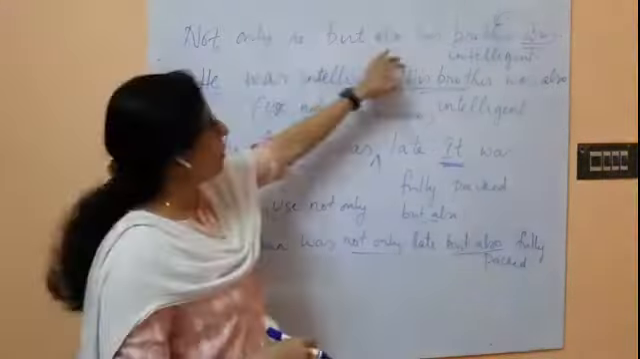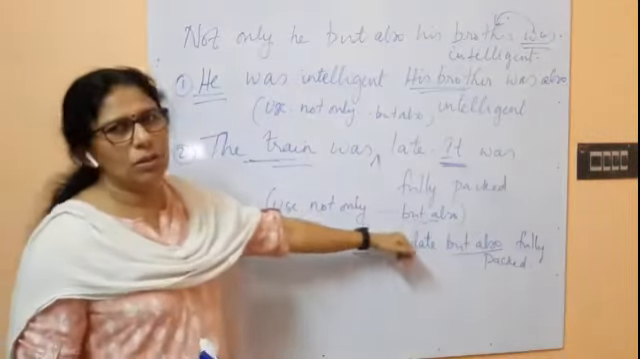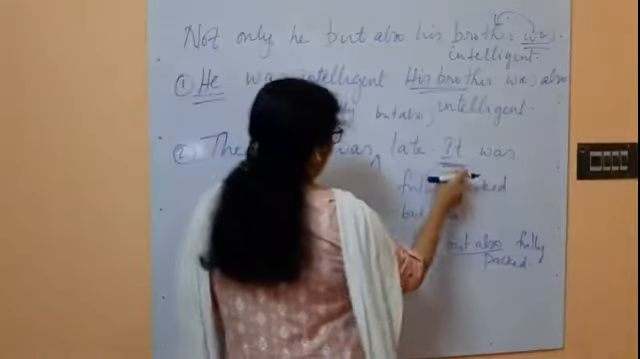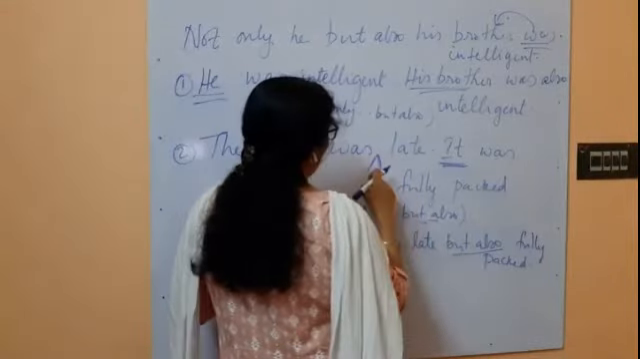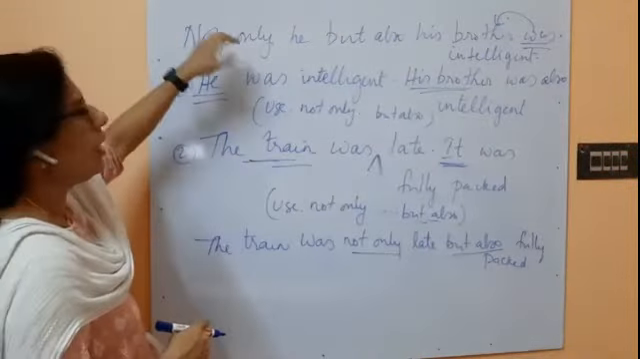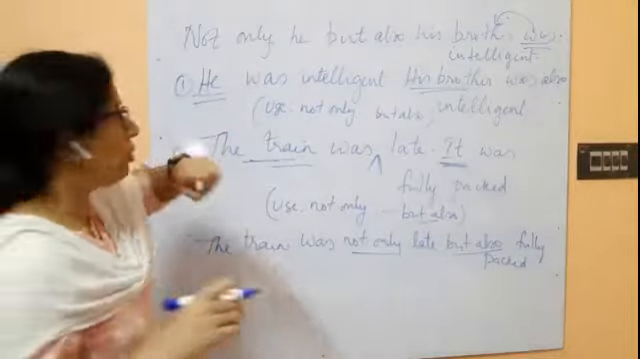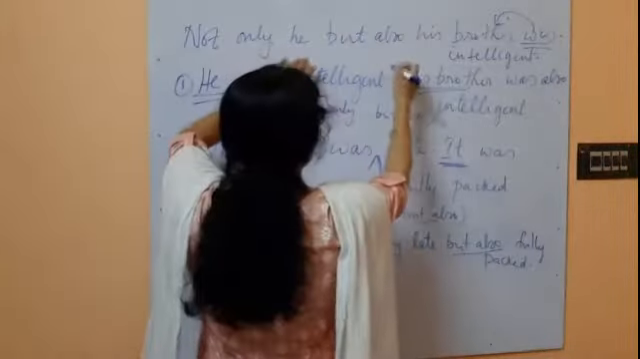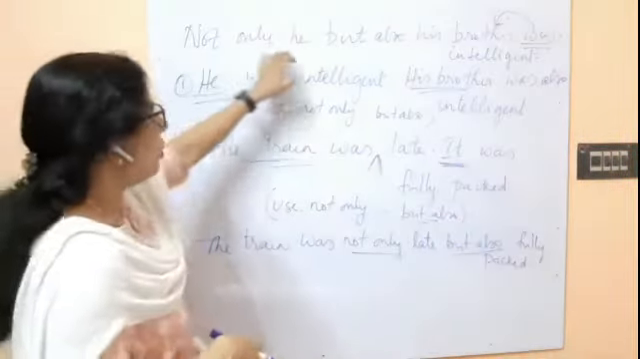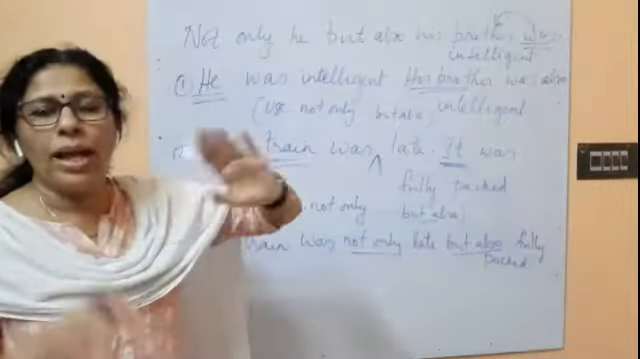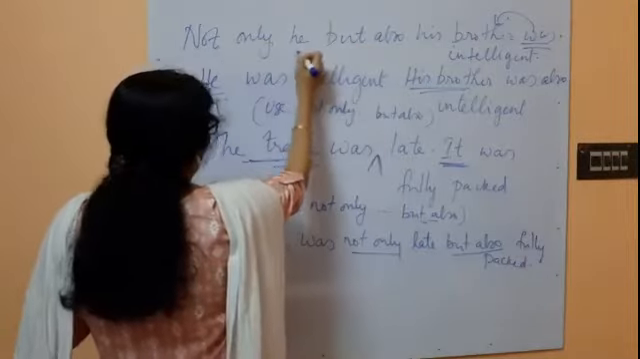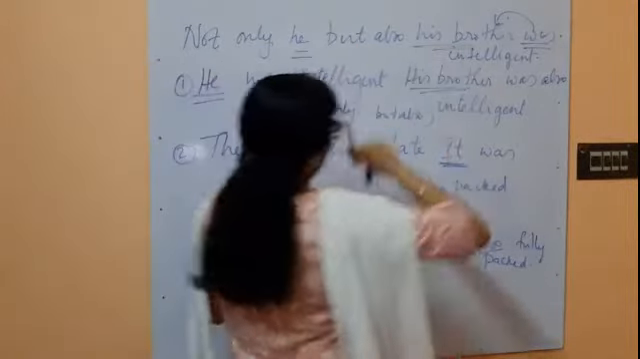So the difference in combining with the same conjunction not only but also, you have to understand. Where the subject is same, you have to insert the conjunction after the verb, but if both the subjects are different, you have to begin the sentence with not only. When you begin with not only, that construction, not only he is intelligent but also his brother, is wrong. Don't ever write that. As both the subjects are different, you mention it in the beginning itself: not only he but also his brother.